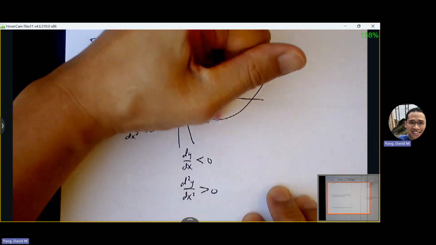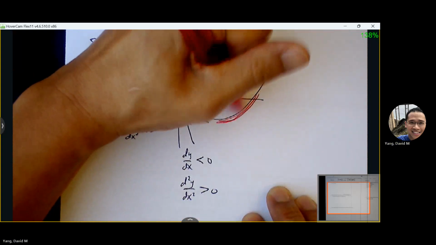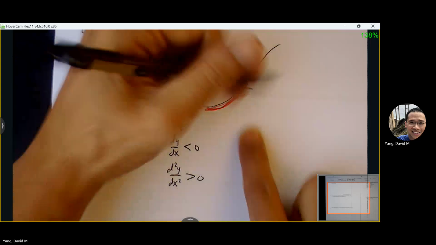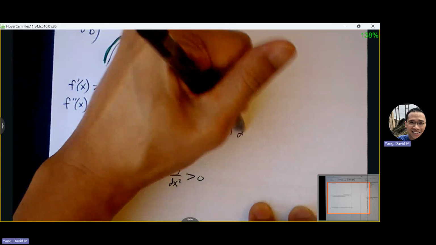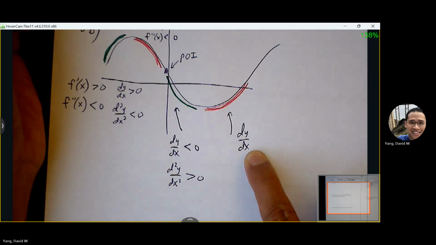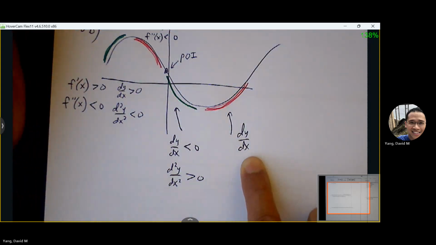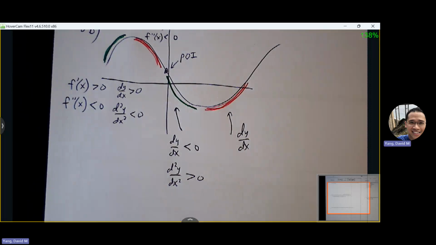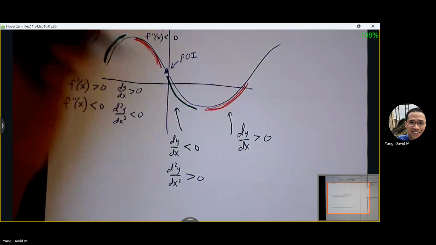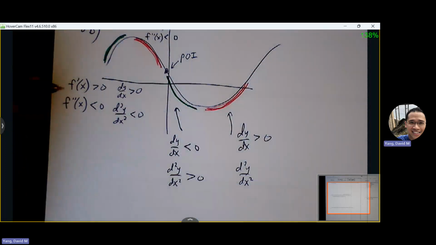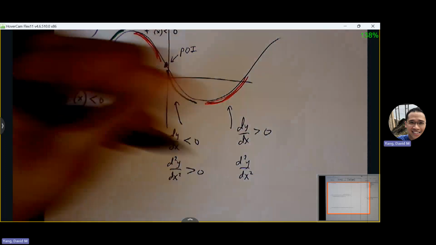Okay, lastly. This is where dy dx, or f prime, is... what's dy dx there? Positive, because positive slope. d2y over dx2, or f double prime, is also positive.